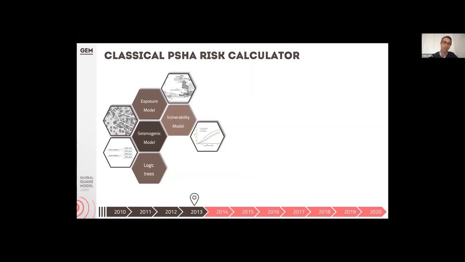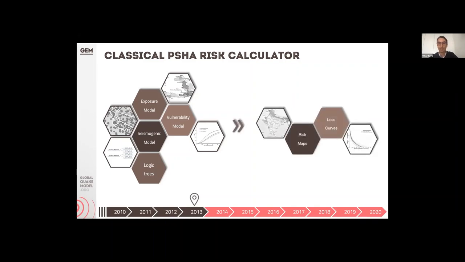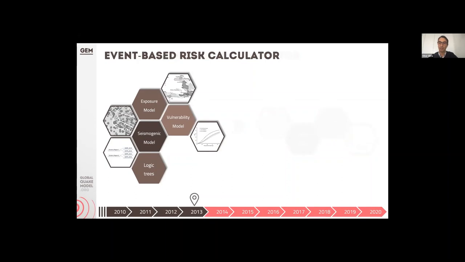But then we also take a step forward and we bring once again the exposure model and vulnerability model. We can take into account several sources of epistemic uncertainty, both on the seismic source model and also in the selection of the GMPEs. And the type of results that now we have are what we call risk maps that have, for example, the average annual losses throughout our region, or also loss exceedance curves, which have the losses for specific assets.